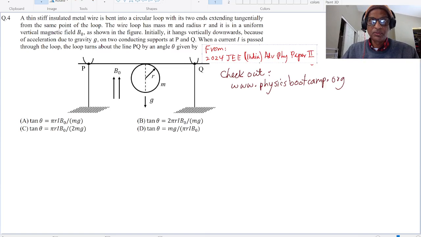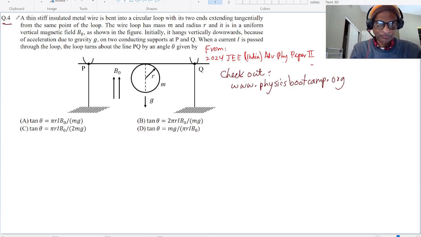So these days we are doing the problems from JEE 2024, and this is Advanced Physics Paper 2, question number 4. This is an interesting question. I just did questions 2 and 3. They were not very interesting. Question 1 was interesting, and question 4 is interesting. It is also a little bit confusing in terms of geometry, so you have to be very careful how you approach it.